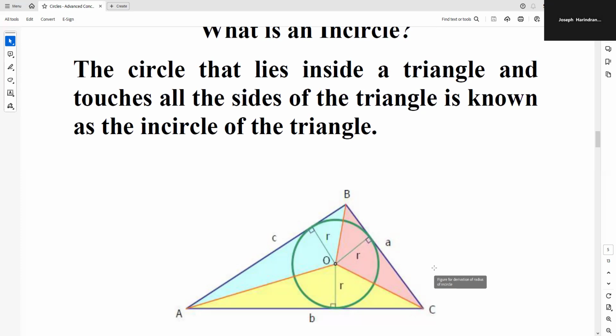In fact, the center is the meeting point, or the point of intersection, of the three angle bisectors of the triangle. As you will see, the interior angle bisectors OA, OB, and OC all intersect at O, which is the incenter. And if you draw the circle, it will touch the three sides. In fact, the three sides of the triangle will be tangents to this circle. That is what it means.